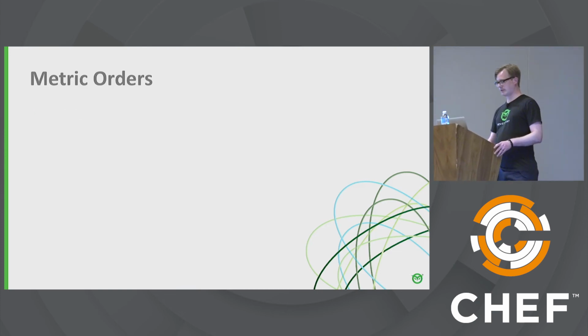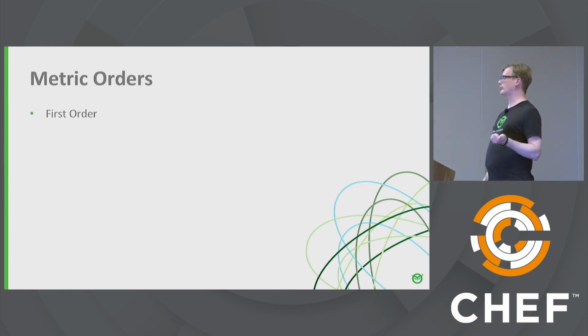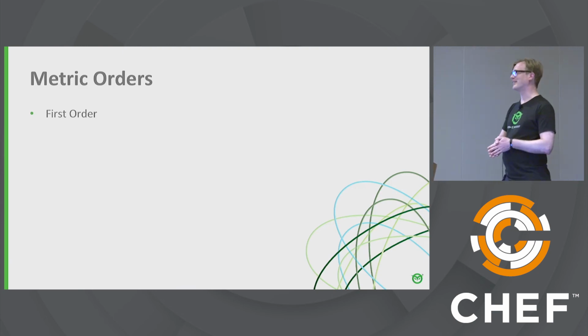So we can talk about first order metrics. Those are the ones that I just called out. CPU utilization on a single node. That's a first order metric. This is terminology that, as far as I know, I'm making up. So if you've heard other terminology for this, please come to me after this talk so we can discuss it.